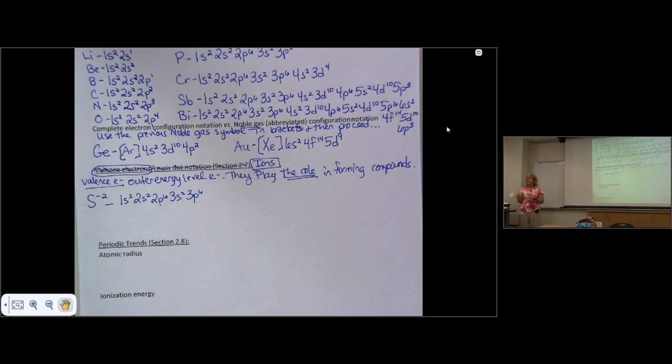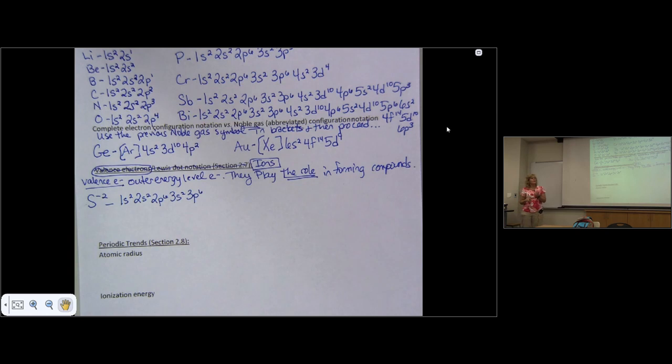Who does this look like? Argon. It looks like argon. Guys, why would an ion want to look like argon? It's more stable. So it has gained electrons to look like a noble gas. Does that make sense that it would do that and want to do that?